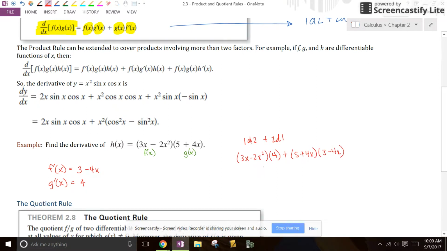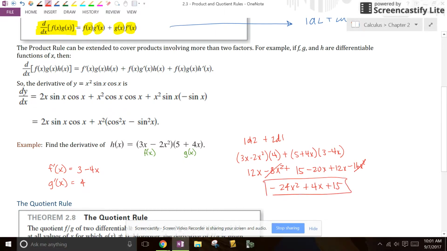Now I'm going to clean this up for you because it would make me crazy not to. Here it is: 12x minus 8x squared, and then I have to FOIL this bad boy out. 15 minus 20x plus 12x minus 16x squared. And then we combine like terms. And it looks like negative 24x squared plus 4x plus 15. That is your derivative using the product rule.